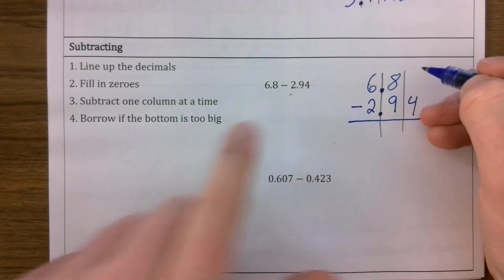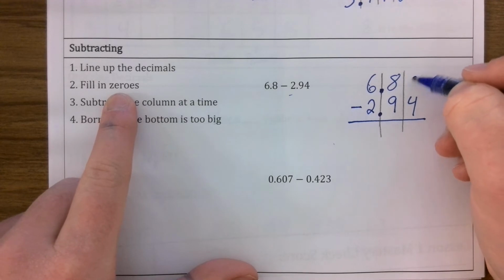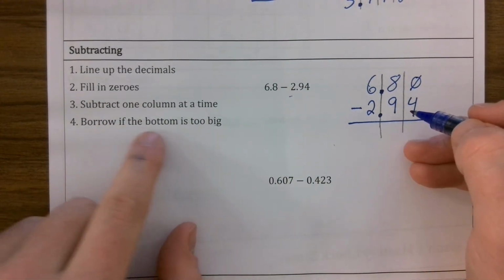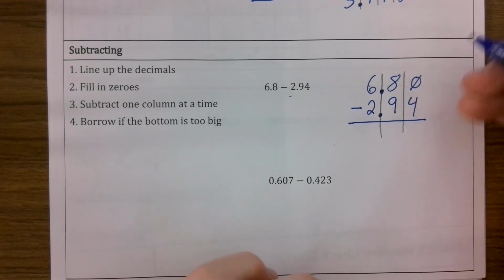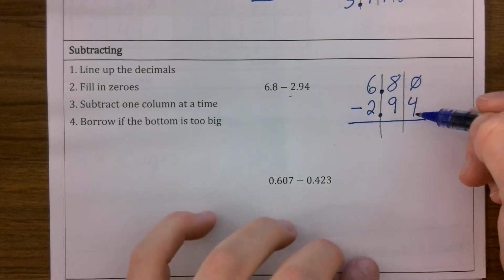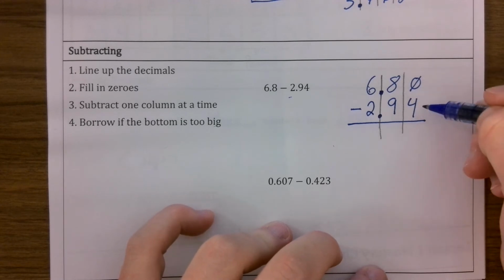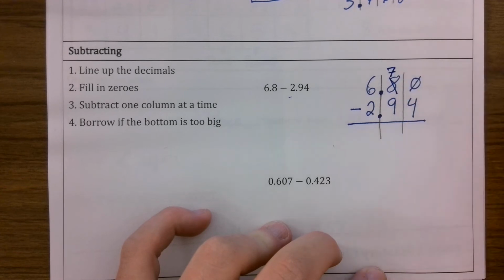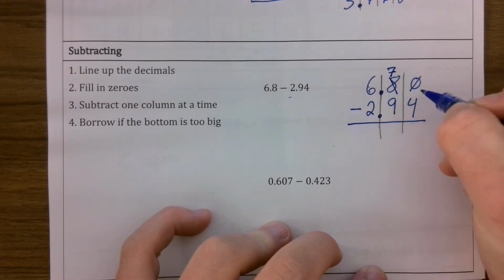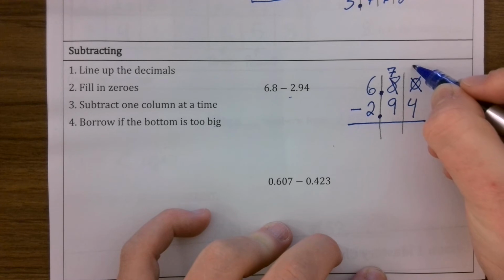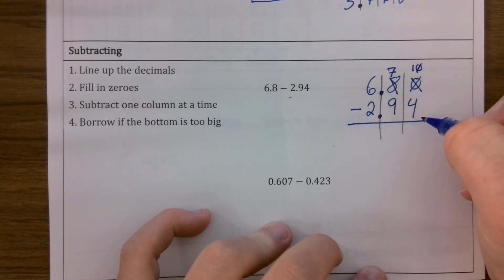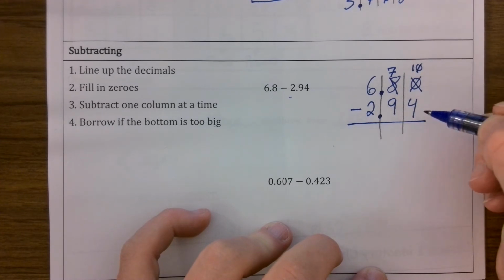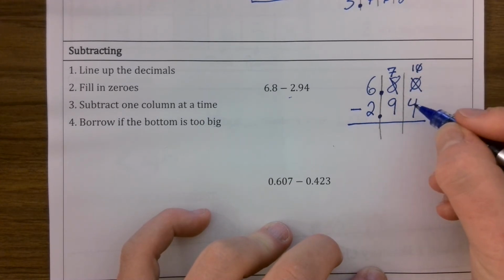Next I'm going to fill in my zeros. There's a blank here, so I'm going to put a 0. And next we subtract, and we have to borrow if the bottom number is too big. I can't do 0 minus 4 because 0 is smaller than 4. 4 is too big. So I'm going to go next door to 8. I'm going to cross it out, and I'm going to make it a 7. And I'm going to take that 1 from 8, cross out my 0, and I'm going to make my 0 a 10. So we borrowed that 1 to put in front of the 0. 10 minus 4, 10, 9, 8, 7, 6.